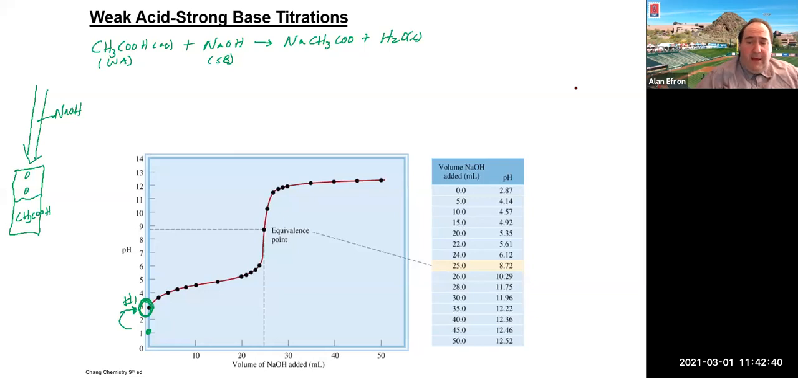So as we talked about, not a lot of calculation involved at that point. It pretty much should just be 7. Really don't have to do a calculation. So that's sort of the third point of the titration.